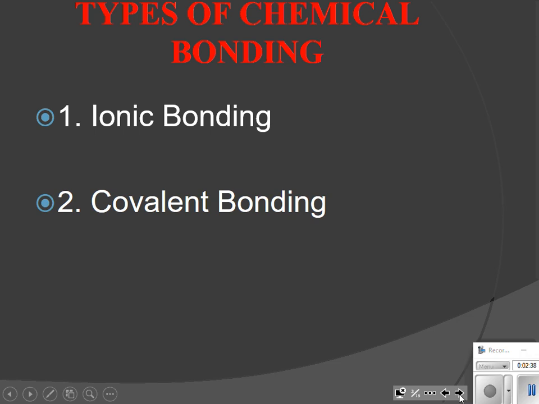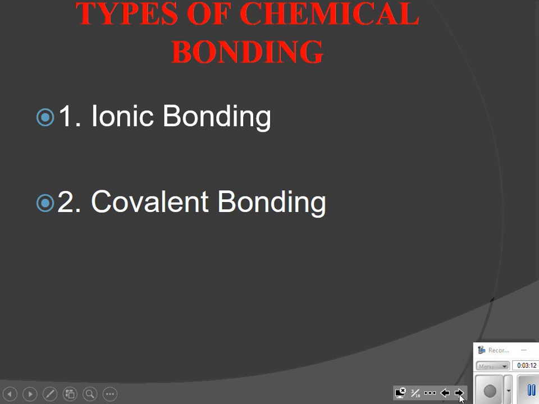Isn't it where the electrons go back and forth instead of staying in one place? Okay, they go back and forth. Transferred is a good word. Okay, electrons are transferred. You're going to see that when we deal with ionic bonding, we're going to talk about something called ions.